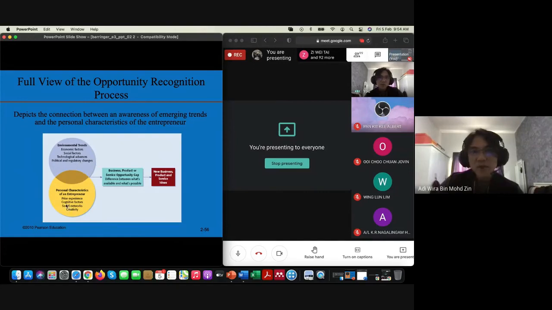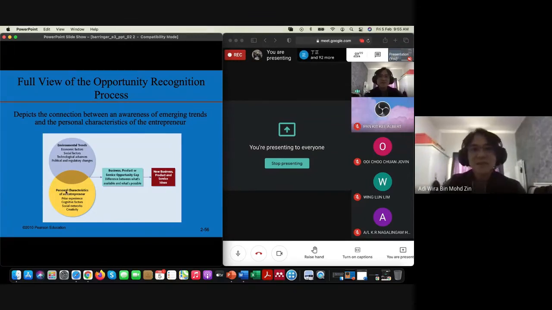So with prior experience, cognitive factors, social network, plus creativity, somehow, creativity will create the product, service, or the opportunity gap. It will create a situation that leads to the new product and the new services.